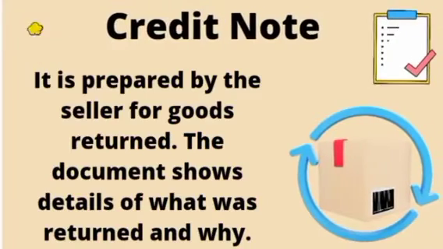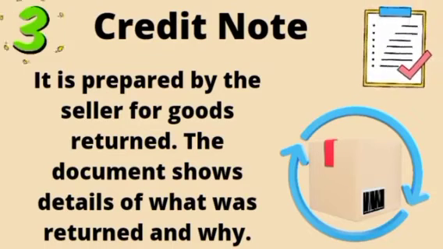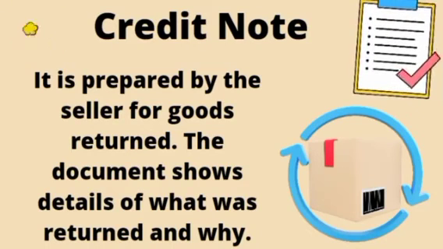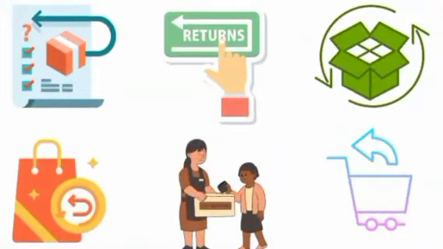The third one we're looking at is a credit note. It is prepared by the seller for goods that are returned. This is issued in the incidence of what we call overcharge. That is, when the buyer is charged wrongly for goods that were not supplied or charged more than he was supposed to pay, the credit note is issued to him.